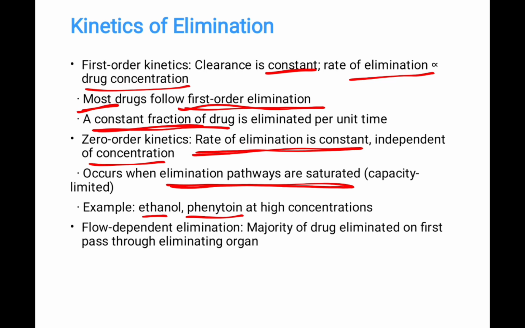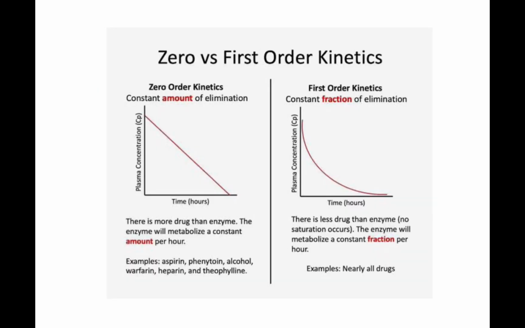We have flow dependent elimination, where the majority of the drug is eliminated on first pass through eliminating organs, where we have the P-glycoprotein. Drugs are eliminated through organs, so it's flow dependent elimination.